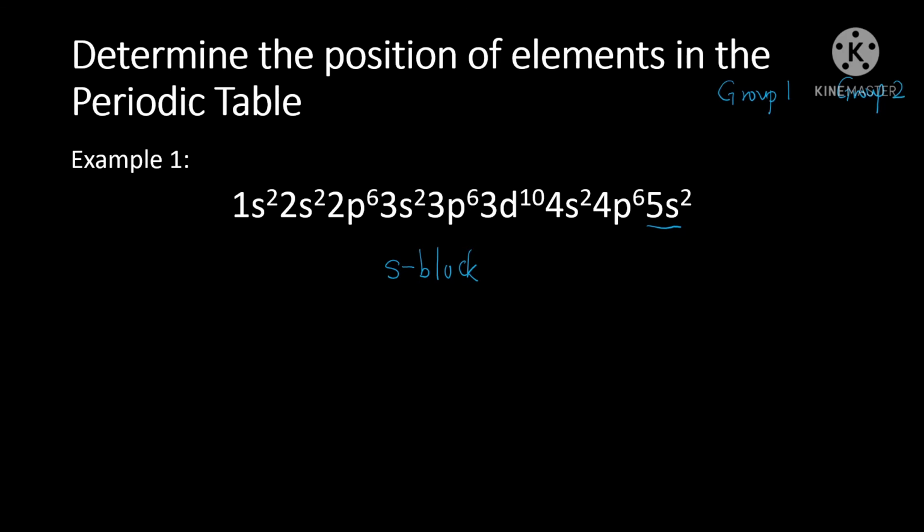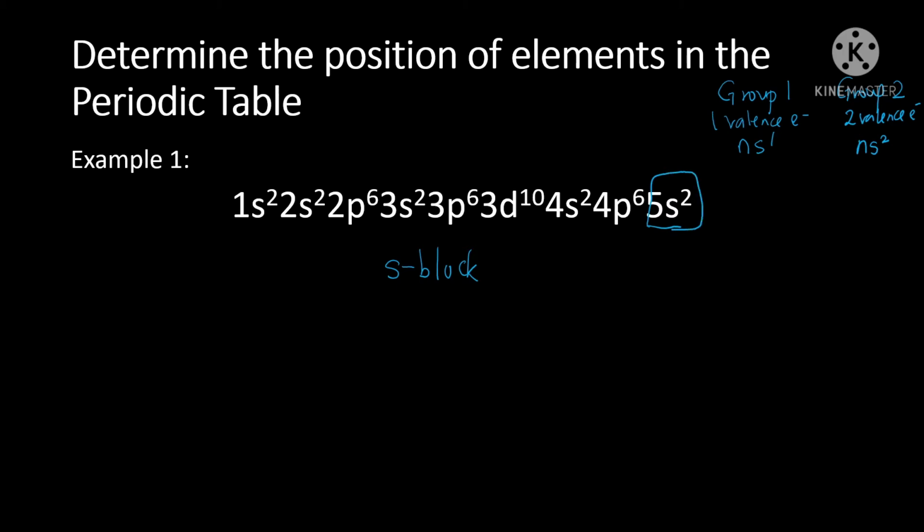For a group 1 element, the valence electronic configuration is ns1 because a group 1 element consists of 1 valence electron. And a group 2 element consists of 2 valence electrons, and therefore the valence electronic configuration is ns2. With that, we can circle the valence electronic configuration of this element, which is 5s2.